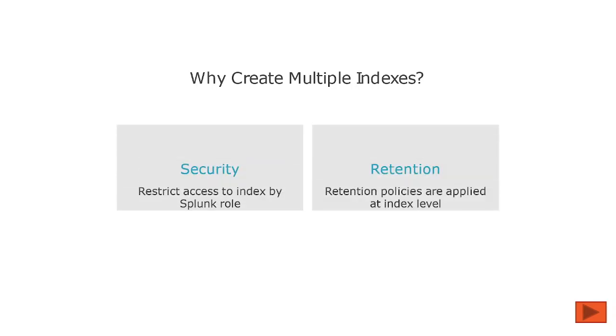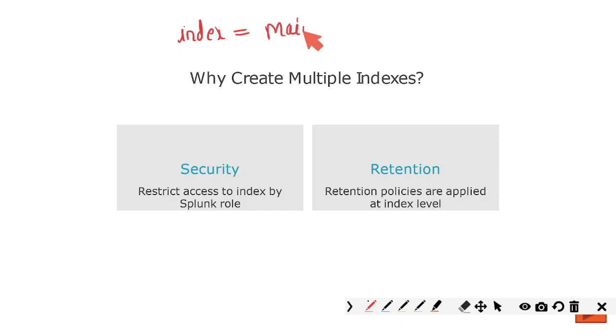There are two reasons for which we create multiple indexes. For example, as I talked about, if we do not create any index, your data will be stored in the default index, which is main. But we can create multiple indexes, and there might be certain reasons for that. One reason is security. If we have created multiple indexes, we can explicitly specify roles. For example, your security team might have access to some indexes, and your operations team might have access to different indexes.